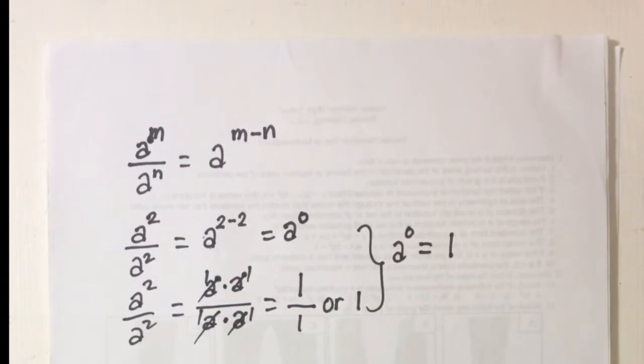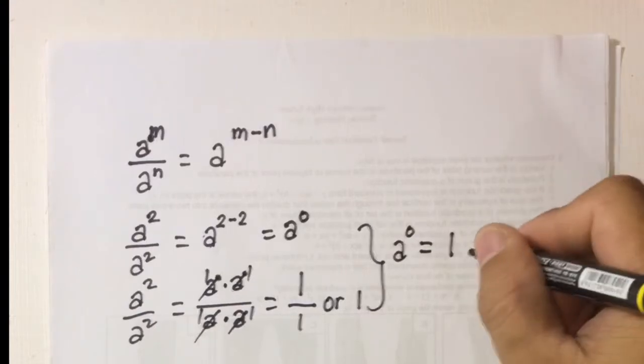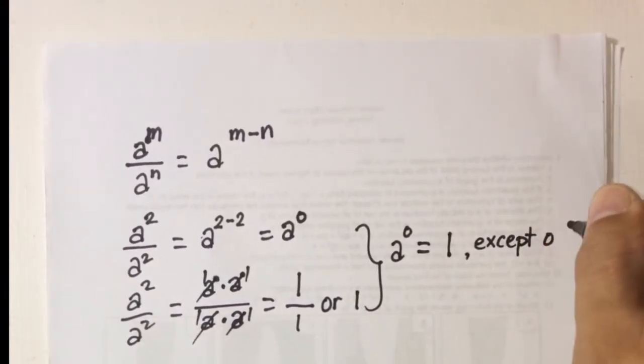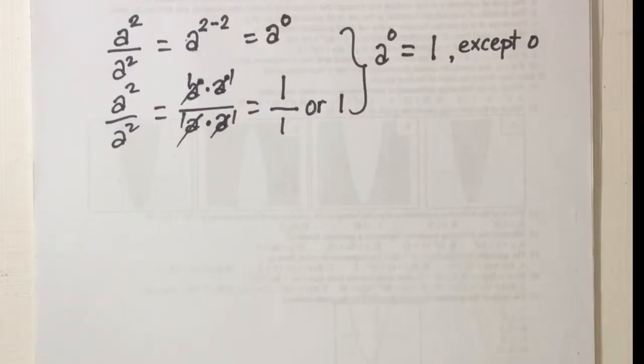Meaning all the numbers raised to the power of 0 will be 1. Except, of course, for the value of 0. So this will be except 0. Okay, the next one, the negative exponent.